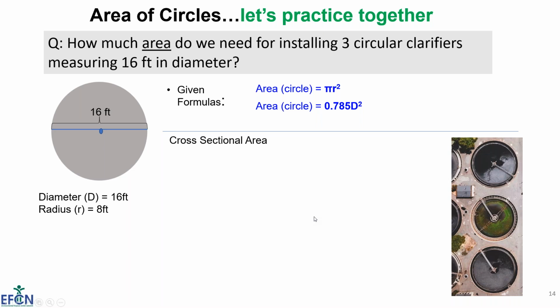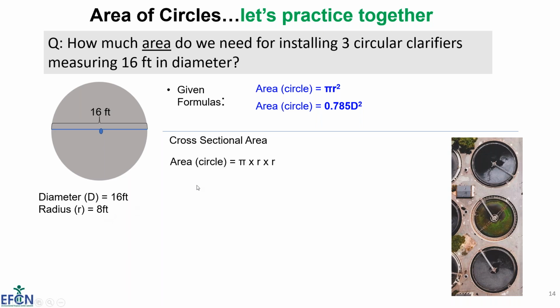How much area do we need for installing 3 circular clarifiers measuring 16 feet in diameter? As you go through answering these questions, make sure you underline the main points or the main words that you need to understand in a problem. That way you will know what you're being asked to do. We have our area. We're looking at the cross-sectional area of those clarifiers. It's 16 feet in diameter. That means our radius is 8 feet. So I write it down and I'm looking at it so I do not confuse it.